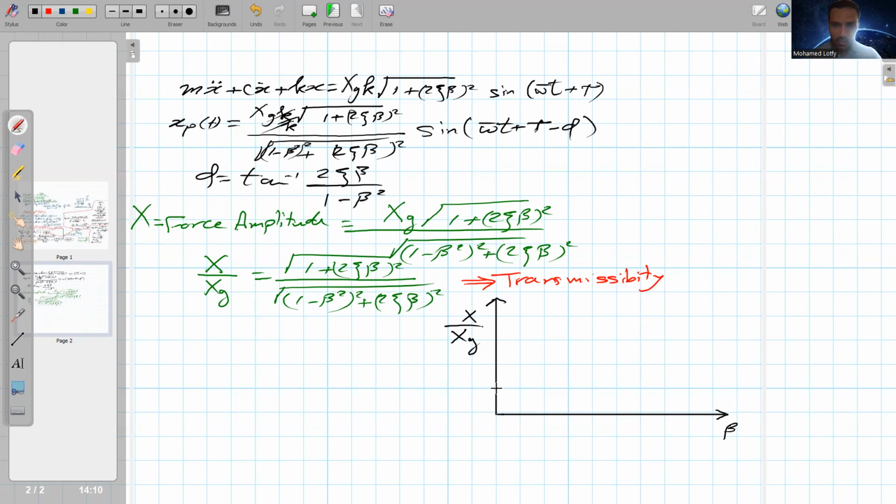Okay. All the curves will start, if you put beta equals 0 here and here. This term will be cancelled, and this term will be 1, and this term will be cancelled, so it will be 1 over 1. So irrespective of the value of zeta, all the curves will start from 1. So you will find something like that.